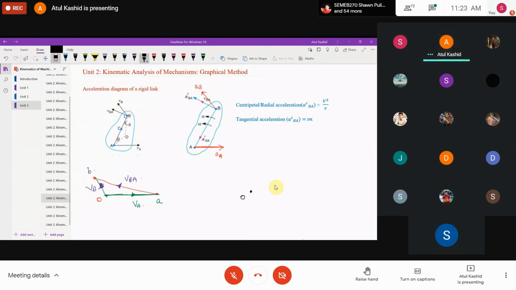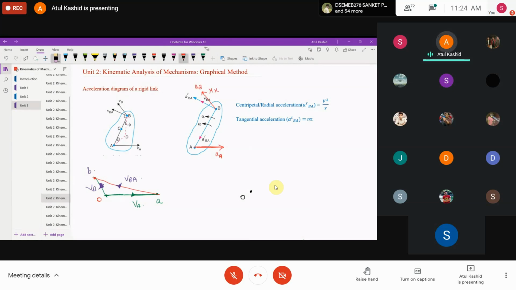Now, I will first go for the absolute acceleration, right? That is for the point A. For this we'll consider that we know the magnitude as well as the direction. And for the point B, we know the direction only and no magnitude is known. And for acceleration of B with respect to A, we know only the direction and we don't know the magnitude.